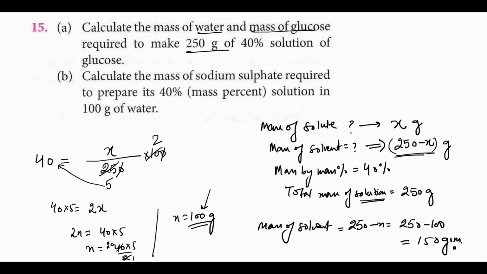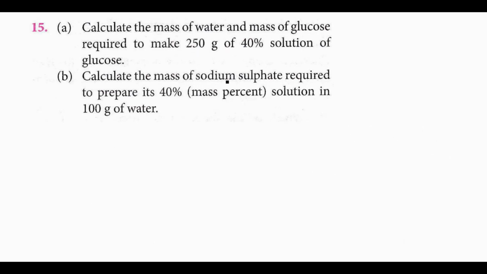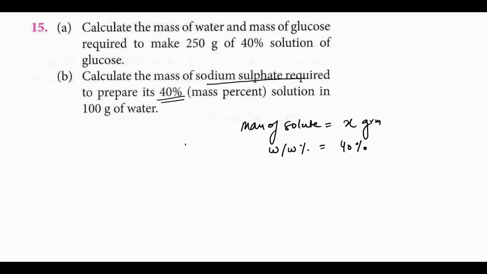Got it? So in this question, if you read it, it asks for the mass of sodium sulfate required to prepare 40%. Mass of sodium sulfate means indirectly the mass of solute is being asked, and we consider it as x gram. With w by w percentage, first of all write the given data every time: that is 40%, and the mass of water, which is the solvent, is equal to 100 gram. So you need to find out the value of x.